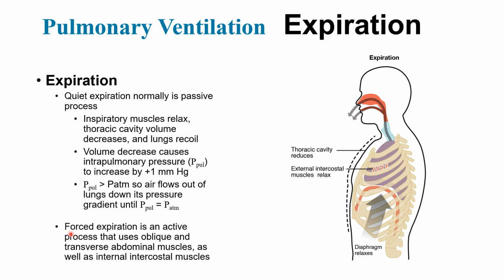And now what happens in forced expiration? Forced expiration can happen in certain conditions, especially if someone has some disease in the lungs. The lungs are not healthy. So then forced expiration is an active process and it uses oblique muscles and the transverse abdominal muscles as well as the internal intercostal muscles. So these three sets of muscles are used for the forced expiration.